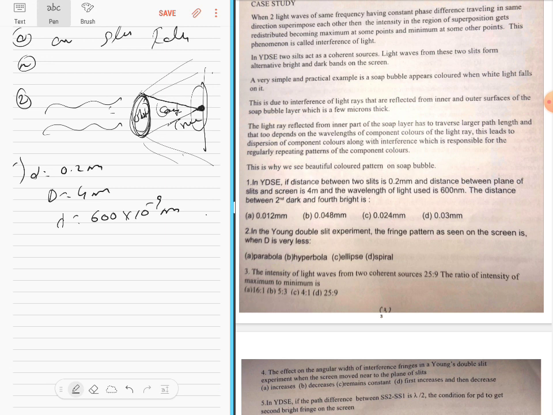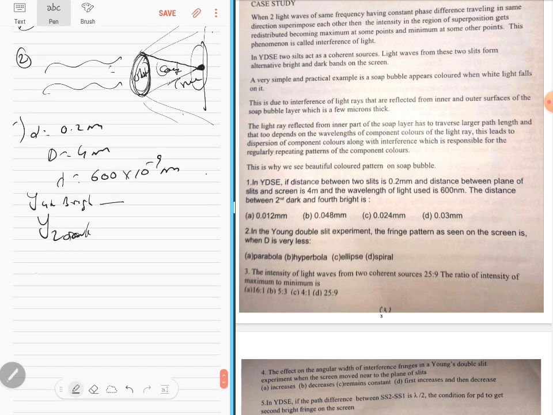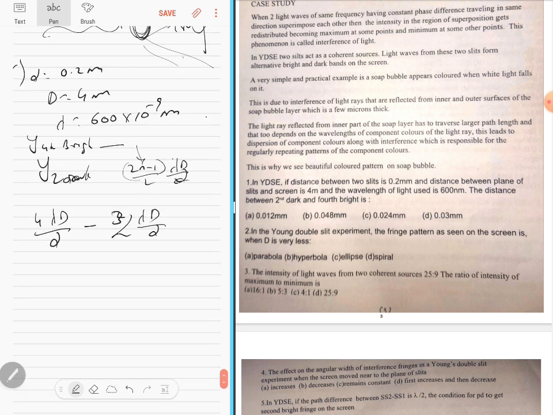The second dark fringe, it's interference, right? Second dark fringe and fourth bright fringe. You have to subtract both of these to get the distance between them. The fourth bright fringe is 4 into lambda into capital D by small d, minus the second dark fringe, which is (2n minus 1) by 2 into lambda into capital D by small d. Put n equal to 2 here, so 3 by 2 into lambda into capital D by small d. So lambda into capital D by small d can be taken out: 4 minus 3 by 2, it is 5 by 2 into lambda into capital D by small d. You know all these values, substitute that and get your answer.